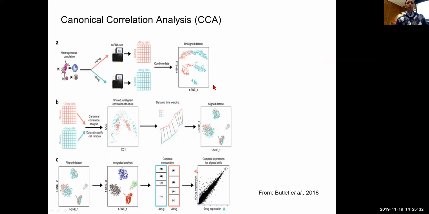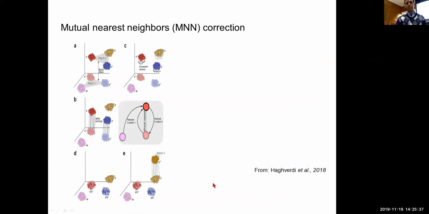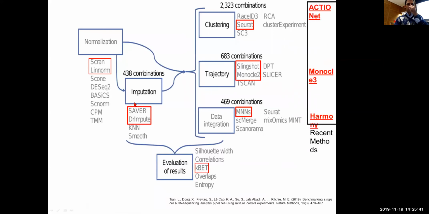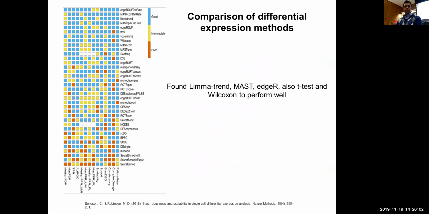There are a lot of methods for integrating multiple single cell data sets. For example, canonical correlation analysis can work across these multiple data sets, and mutual nearest neighbors, similar to what we talked about in gene mapping. You can look at the most interesting and highest performing methods across each of these steps of normalization, imputation, clustering, trajectory inference, data integration, and then evaluating the results. And you can see in boxes from a recent review paper which ones appear to be performing the best.